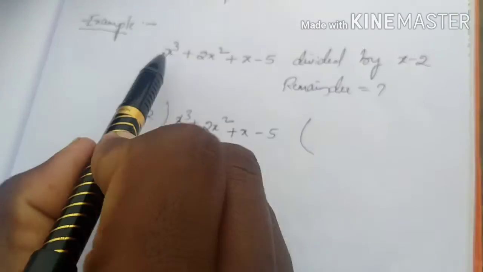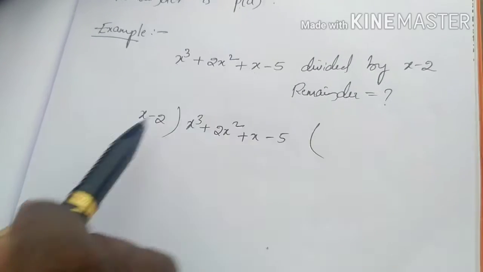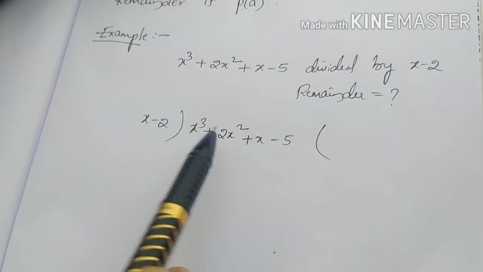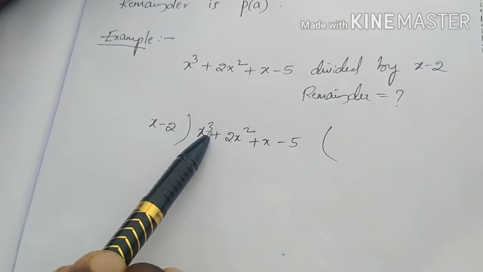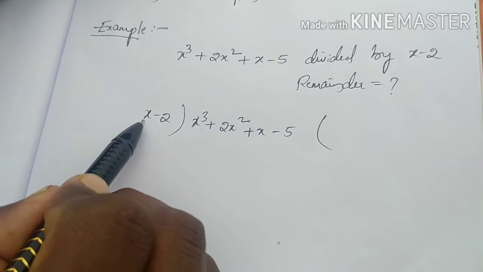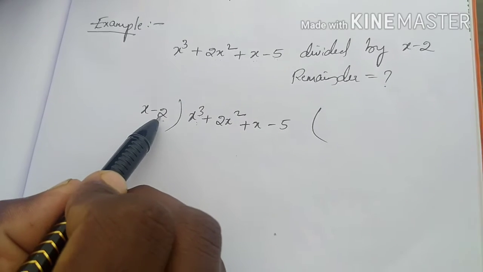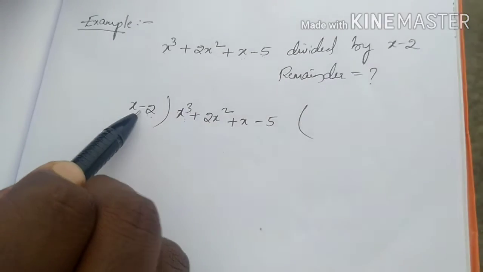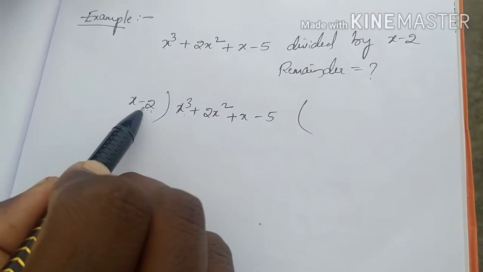According to the question, x cube plus 2x square plus x minus 5. Check whether the polynomial has degree greater than or equal to 1. Here the highest degree is 3, which is greater than 1. It is divided by x minus 2, a linear polynomial of the form x minus a. What is the value of a? 2.